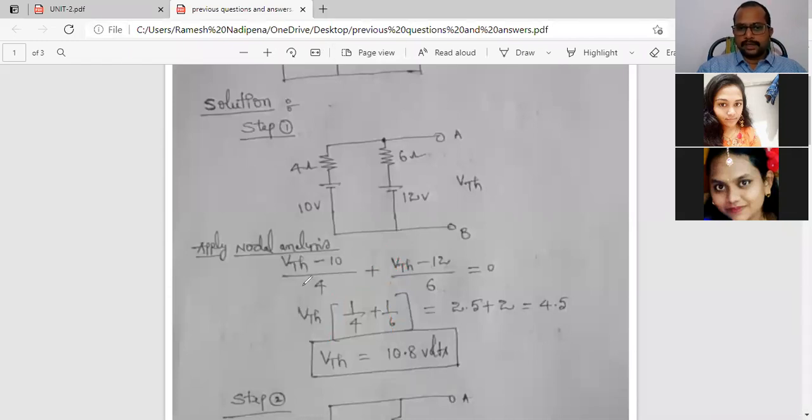Here VTH minus 10 by 4, VTH minus 12 by 6 is equal to 0. So from this we get 10.8 volts. VTH value is 10.8 volts. This is one method. Other method is, I'll tell you.